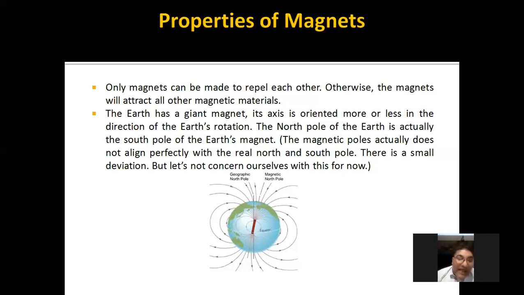So for example, if I put a compass here and the compass points in this direction, it means that the magnetic lines are going in this direction. So basically here we have a South Pole. But we call it a North Pole, and this is called a South Pole. Don't get confused. Let's move to the next one.